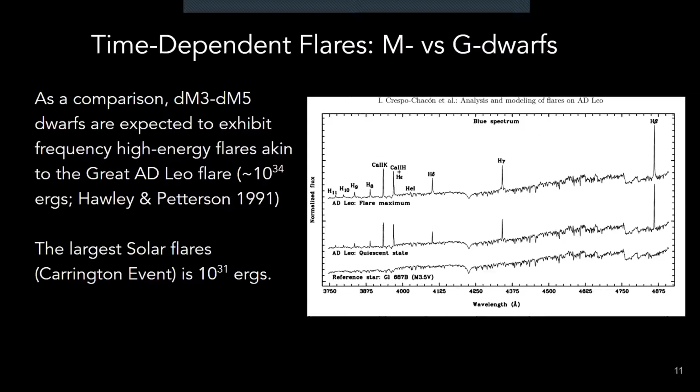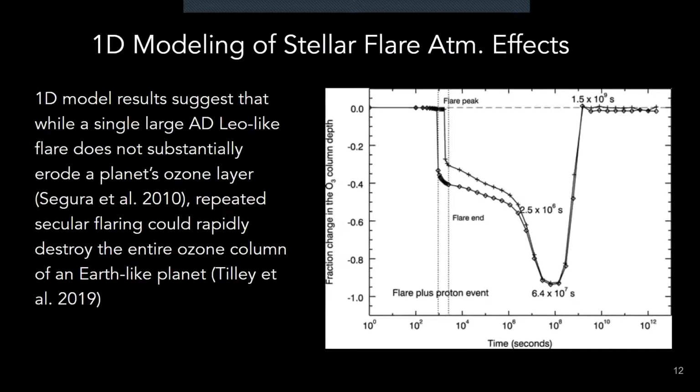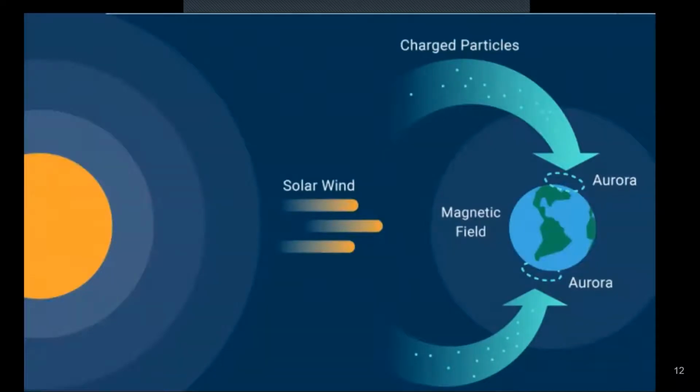M dwarfs are expected to emit frequent high energy flares that dwarf even the largest solar flare, which is 10^21 ergs. Previous 1D work found that while a single large flare does not substantially perturb a planet's ozone layer, recurring flares could quickly destroy the entirety of a planet's ozone layer, given an initially Earth-like atmospheric composition. 3 dimensions are the natural next step.